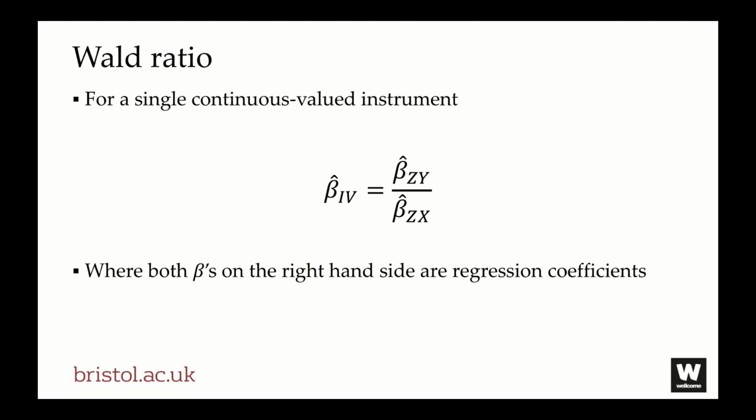Both betas are regression coefficients, either through linear or logistic regression or whatever other regression analysis you want to do, and that is your causal effect estimate. You can generate the standard errors in whichever way you want, but this would be your causal effect estimate.